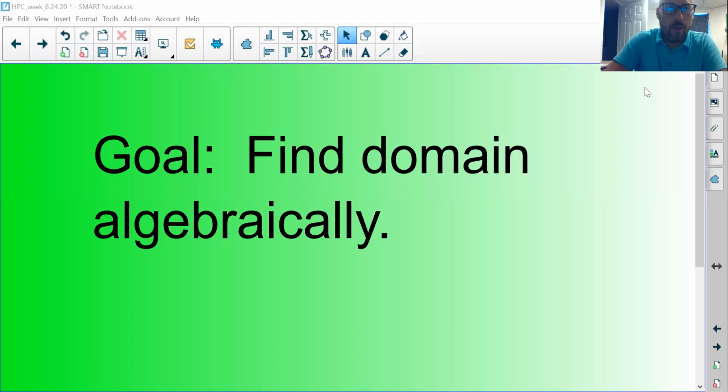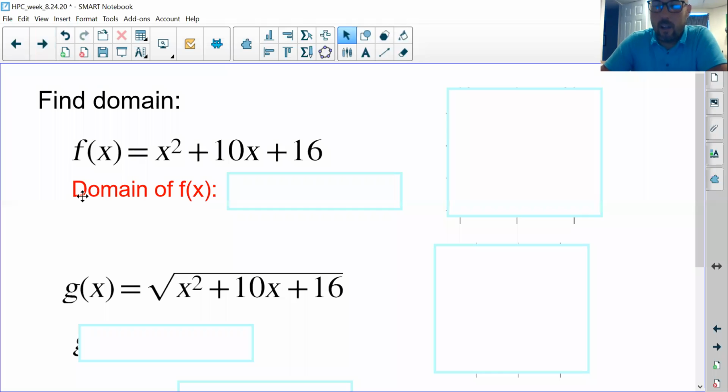Hello, everybody. Welcome back. So we are going to be finding the domain algebraically, which means we don't have the aid of a graph unless we decide to create one on our own. This is much more difficult than finding the domain graphically. We're also going to find the range algebraically, but we'll save that for another day. So remember, the domain of a function or really any relation is just the set of all input values. So we're trying to describe a set.